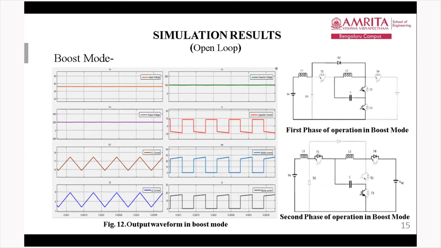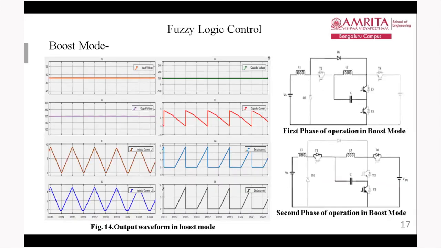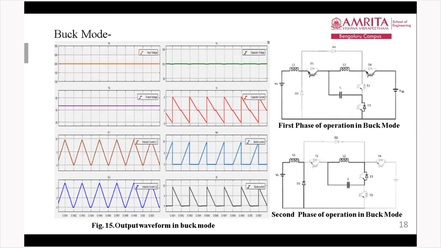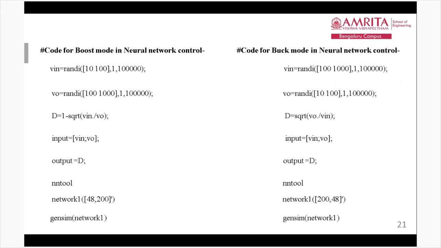So these are the simulation results of the boost mode in open loop. We can see when the switch T1 is on, there is an increasing nature of inductor currents L1 and L2. Likewise it goes for capacitor and diode current. This is the result for buck mode. This is the result for boost mode in fuzzy logic. This is the result of boost mode in neural network. This is for buck mode in neural network. This is the code I have put in the neural network model.